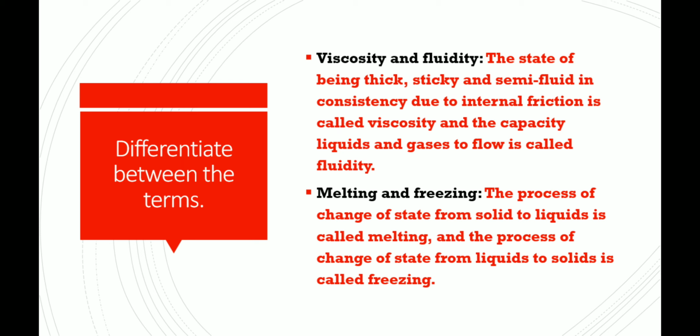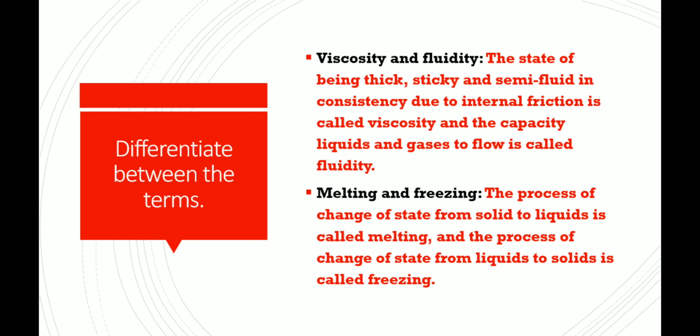Then F bit question, it is differentiate between the terms. The first one is viscosity and fluidity. The state of being thick, sticky and semi-fluid in consistency due to the internal friction is called viscosity, and the capacity of liquids and gases to flow is called fluidity, right? Solids are never called as fluids because they cannot flow from one place to another.